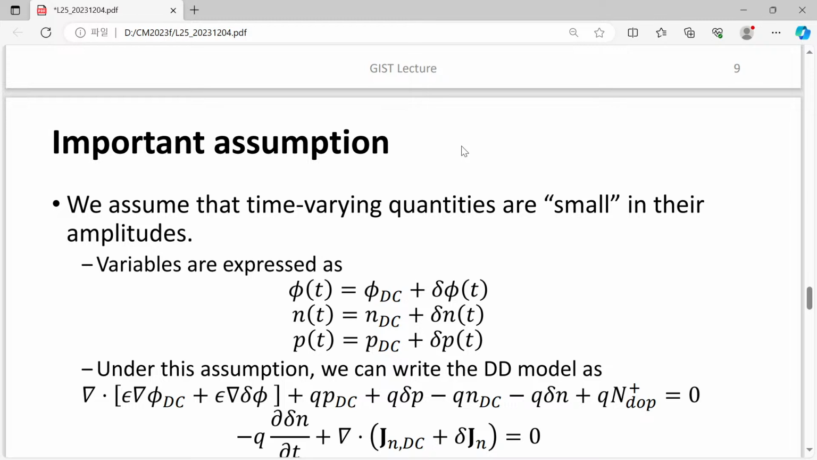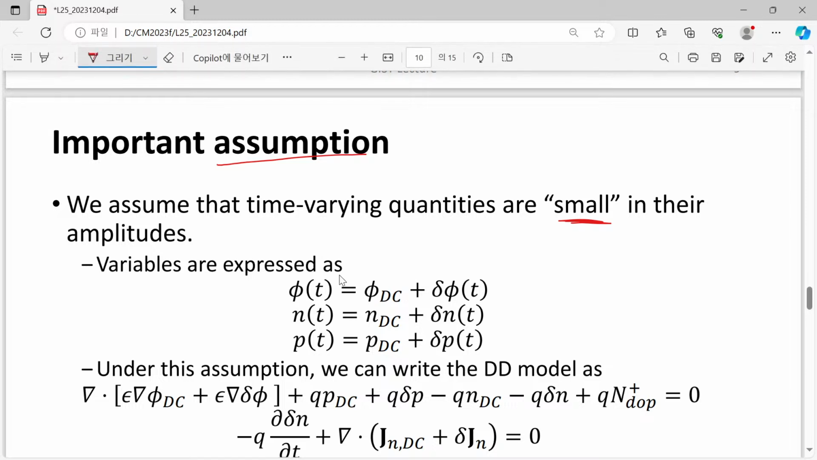So today I have stressed so many times the importance of this assumption, smallness of our time varying quantities. So in any case, generally we can write down in this way. Our physical quantities can be decomposed into a time-independent quantity called DC quantity and a time-dependent quantity. Yes, this is the time-varying quantity.